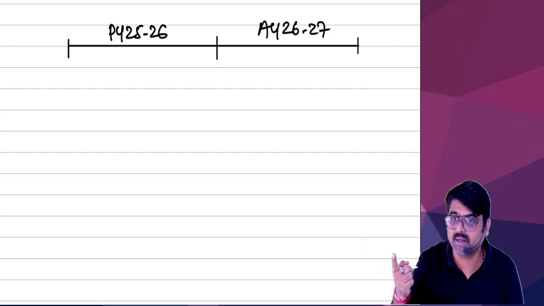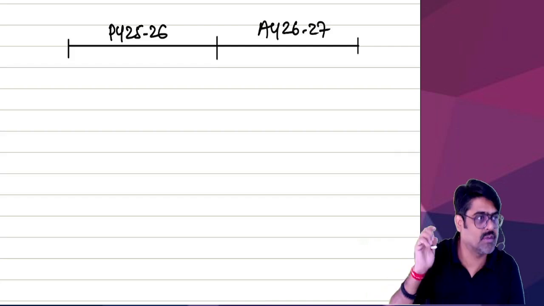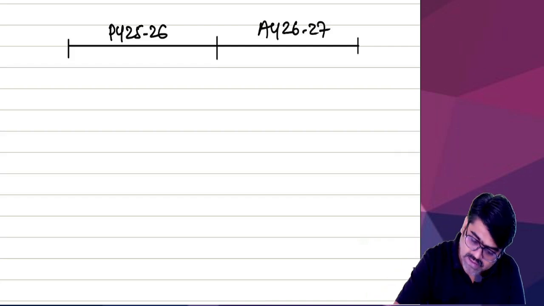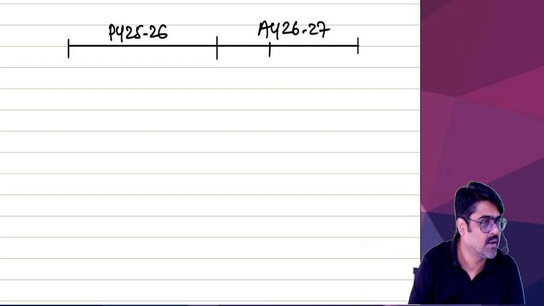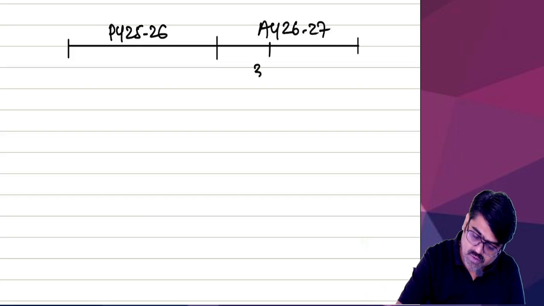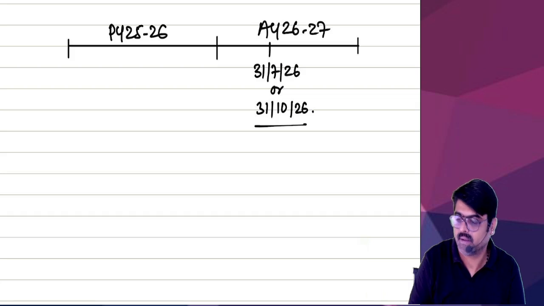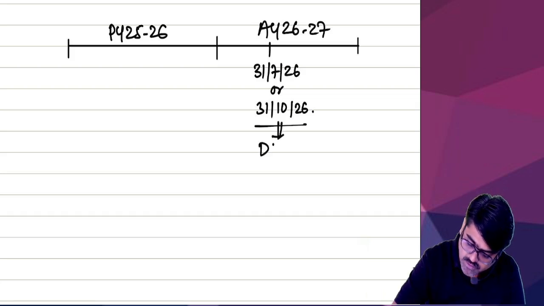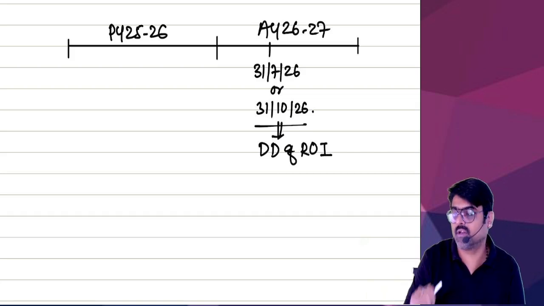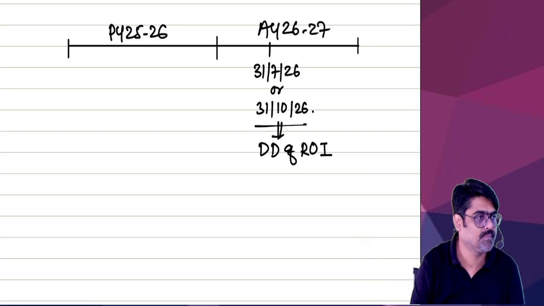So in the assessment year, there are due dates to file the return of this previous year. The due date can be either 31st July or 31st October. So on or before 31st July 2026, or on or before 31st October of the assessment year. This is the due date of filing ROI. On or before this due date, you should file your return.